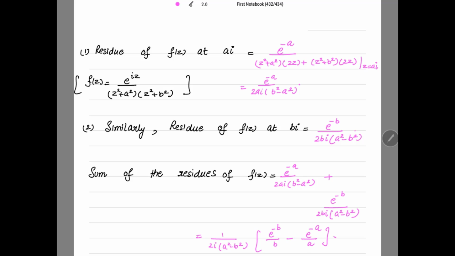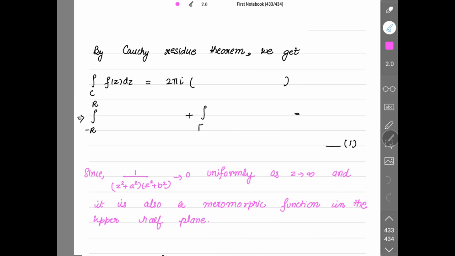Well, now apply the Cauchy residue theorem over here. Next step. By Cauchy residue theorem, we get the integral over C of f(z) dz equal to 2 pi iota times the sum of the residues, and we have calculated the sum of the residues as 1 over 2 iota into a squared minus b squared into e to the power minus b over b minus e to the power minus a over a.